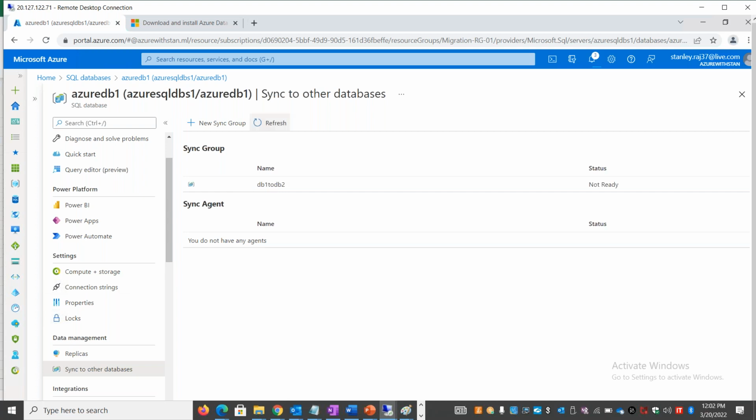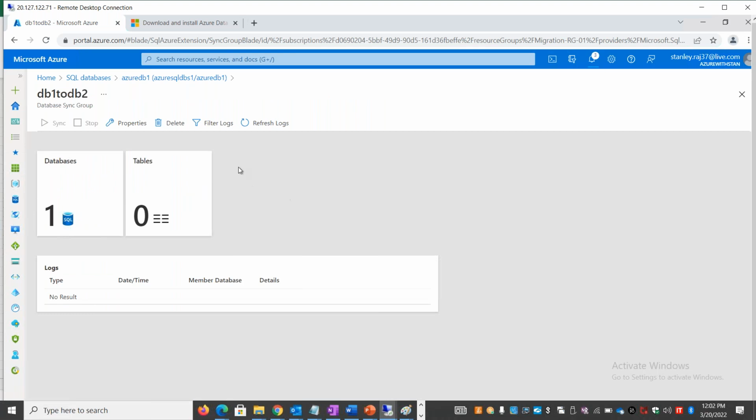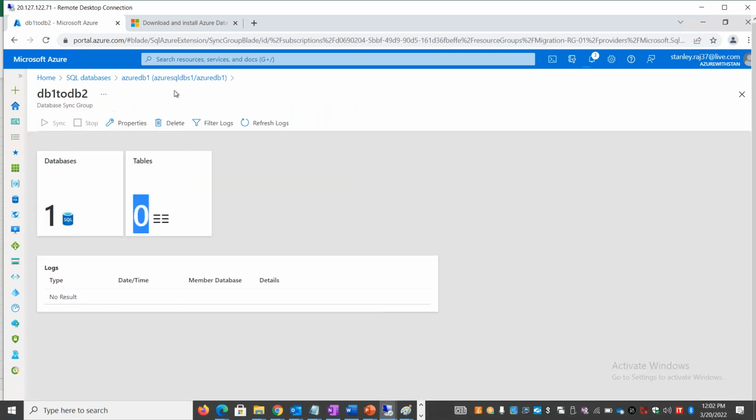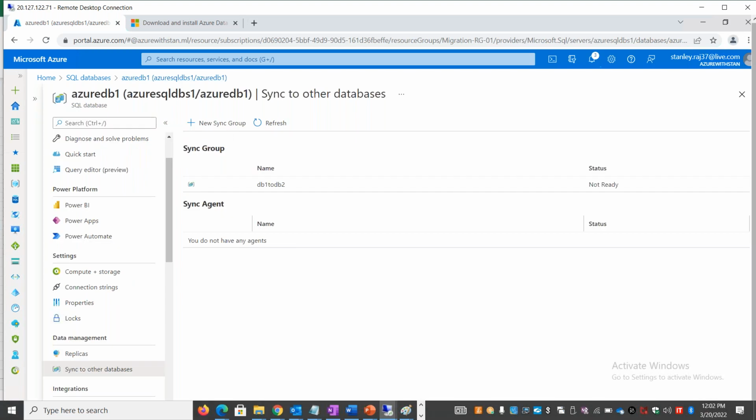Let's refresh for a second. I have the database sync group ready. So now let me go here. It will take 1 or 2 minutes. It's not yet ready. Let's wait for a minute.